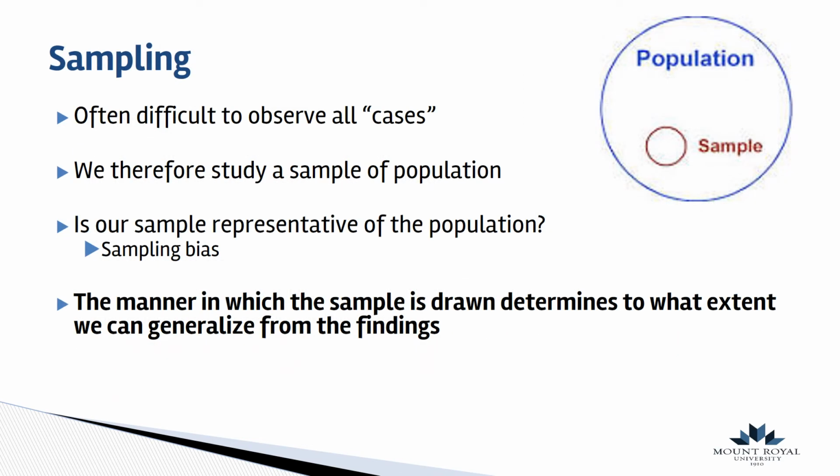Okay, let's move on to look at sampling. So with sampling, it's really difficult to observe all cases, and so therefore, as the little diagram shows, we study a sample of the population. So we want to make sure that our sample is representative of the population. And so sometimes that's where sampling bias can occur and can affect the results of our study. So the manner in which the sample is drawn, it really has an impact to determine the extent to which we can generalize from the findings.